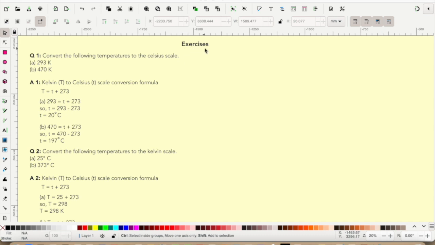Now we will see exercise questions. Question 1. Convert the following temperatures to the Celsius scale. Part A 293 Kelvin, Part B 470 Kelvin. So we will use this formula, capital T is equal to small t plus 273, where capital T is temperature in Kelvin and small t is the temperature in Celsius.